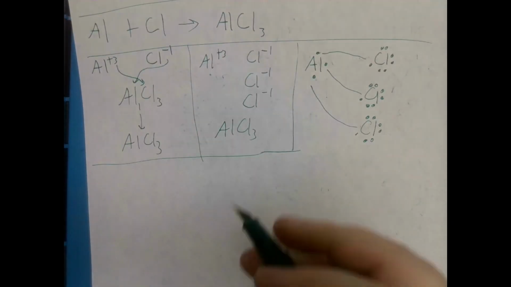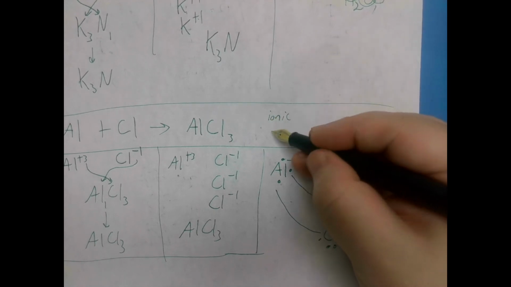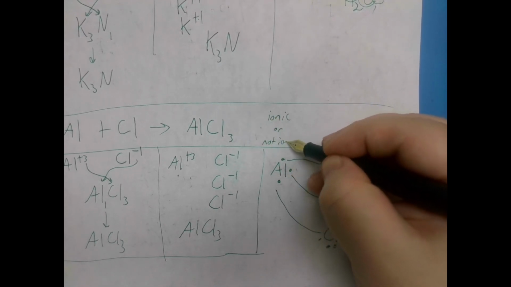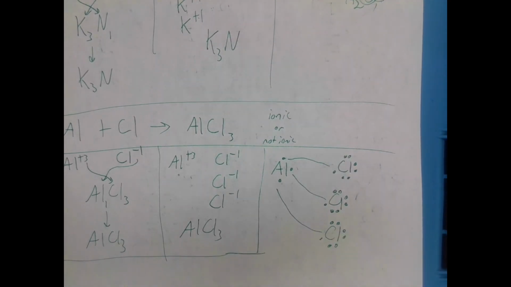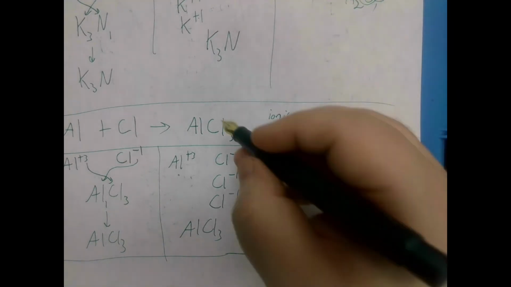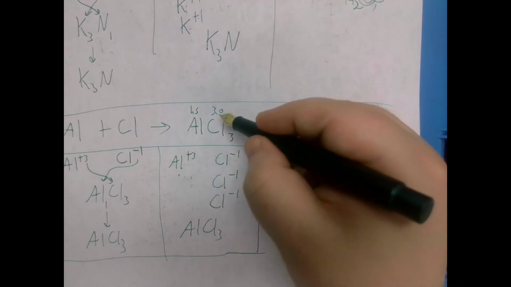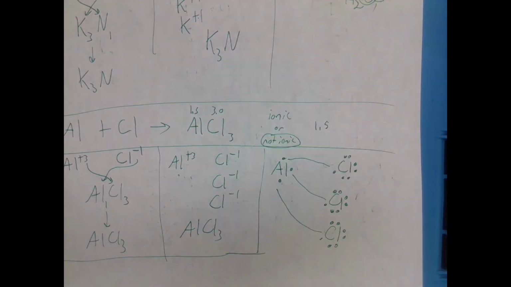Alright, question. Is this actually ionic? No. It's not over 1.7. So this is 1.5 because aluminum is 1.5. Chlorine is 3.0. So 3 minus 1.5 is 1.5. So it's not ionic.